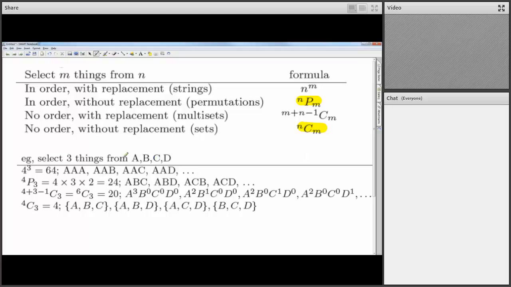Essentially, lots of these problems end up amounting to trying to choose m things from n. Let's make it concrete at the bottom. I'm going to choose 3 things from letters. Essentially, I want to pick 3 letters from A, B, C, D. You can pick them in different ways, and how you pick them creates different sorts of objects, and therefore there are different numbers of them.